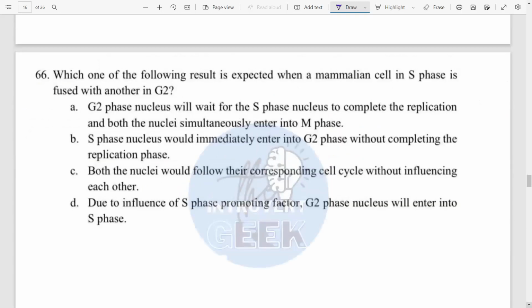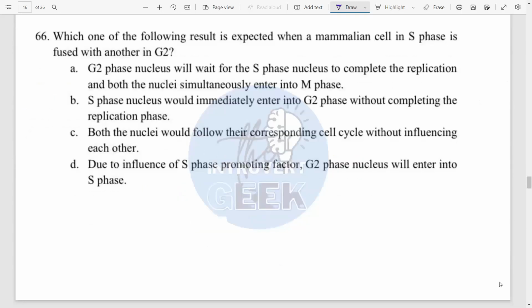Moving on to the next one. This is again a very commonly asked question and super easy. Which one of the following results is expected when a mammalian cell in the S phase is fused with another in the G2 phase? Now these experiments are very, very common and are called the fusion experiments. These experiments were carried out by the scientists Rao and Johnson.